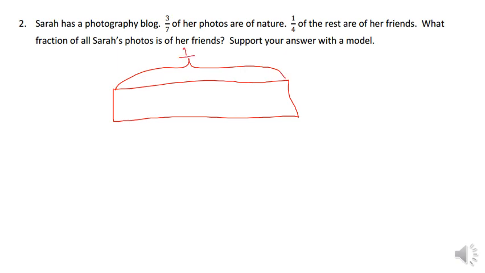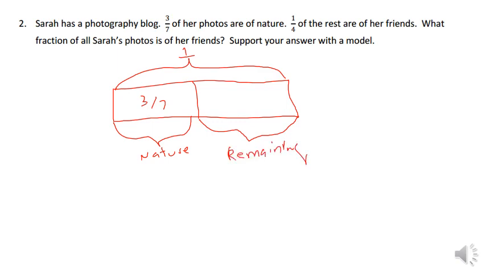So this is going to be a 1 because it's her photo album, or her blog, and it says that 3/7, it's right here, were of nature. Okay, so that means this here are the remaining photos. And that's important because we can see if this is one whole here, 3/7 plus 4/7 gives your whole. So you know the remaining photos were 4/7.